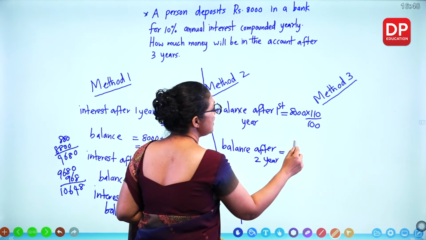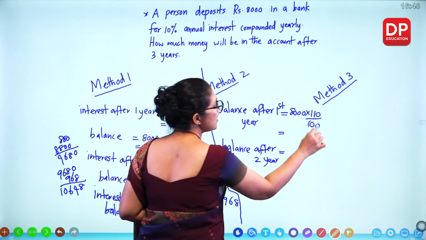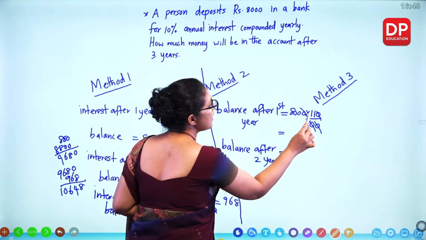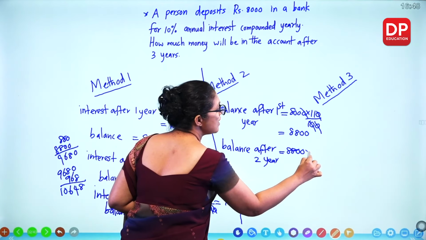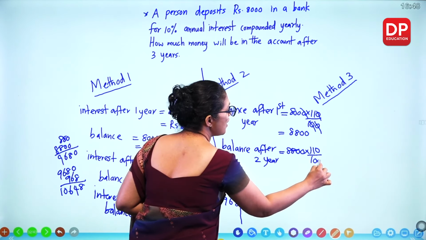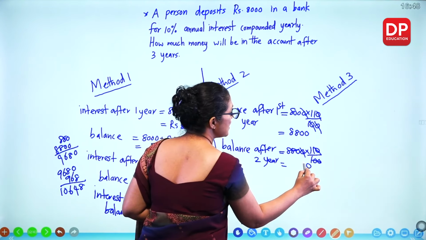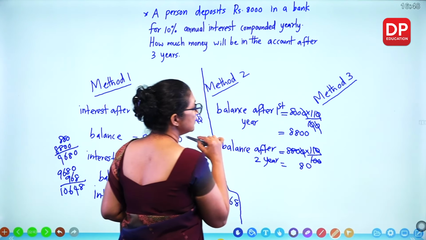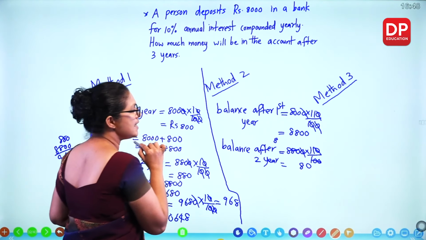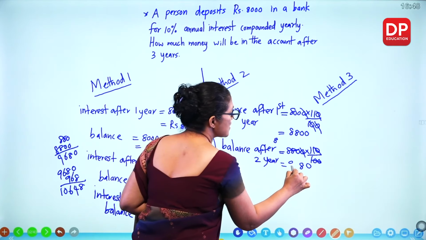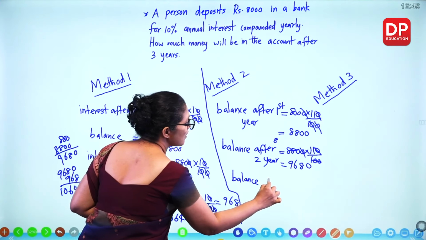I can do again this value. So without simplifying, I can do the calculation as well. If I simplify, I get 8,800. Now 8,800, again 110 over 100. 11 times 0, 0. 11 times 8, 88. 8 remaining. 11 times 8, 88, 90, 96. 9,680. So what's the balance after third year?